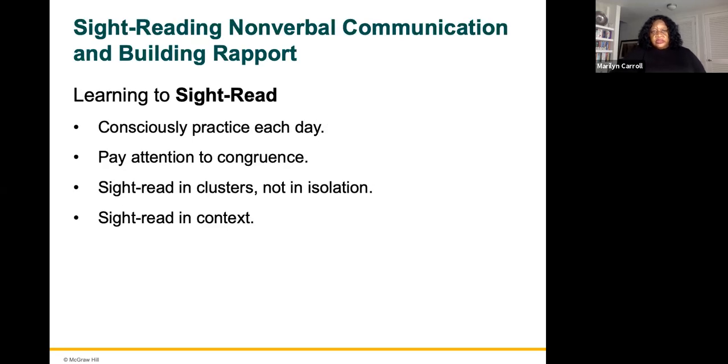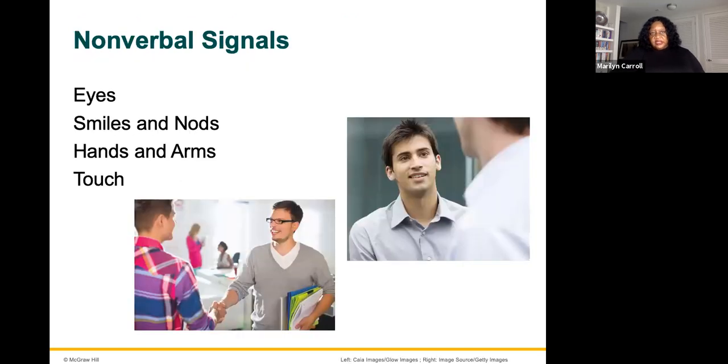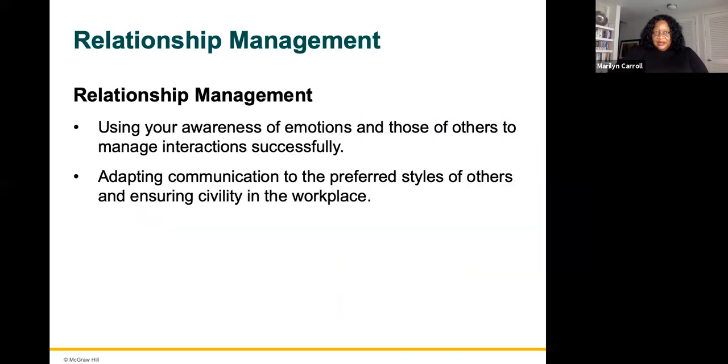Learning to sight read. Consciously practice each day. Pay attention to congruence. Sight read in clusters, not in isolation, and sight read context. So the nonverbal signals are eyes, smiles, nods, hands, arms, touch. As you have noticed, as I've been giving this presentation, I've done several facial reactions. I've changed tone. I've moved my body differently. I had some different body language. So you want to watch for those things.